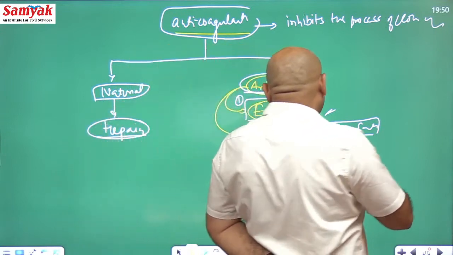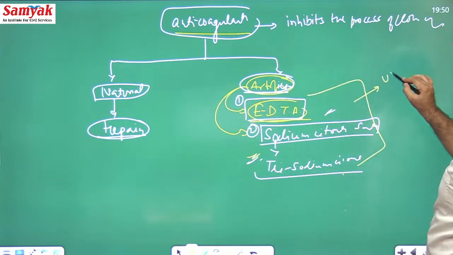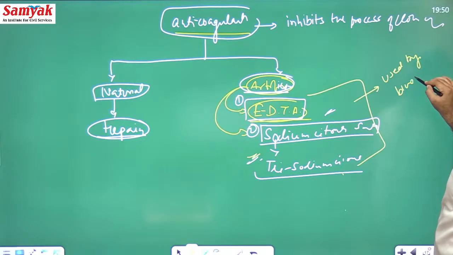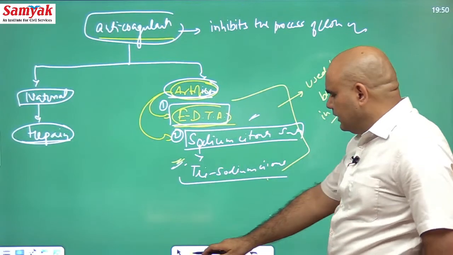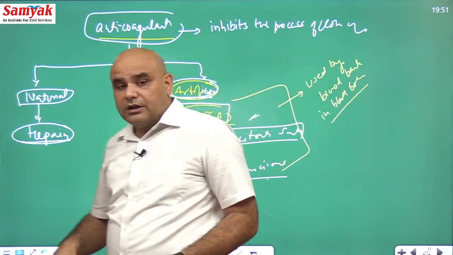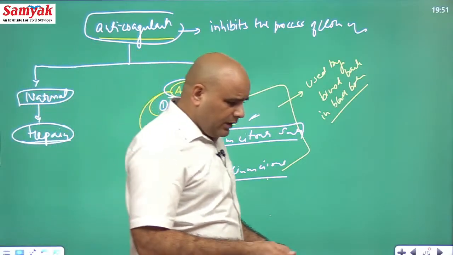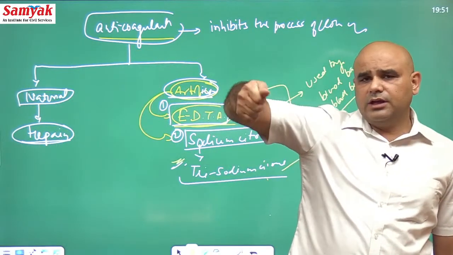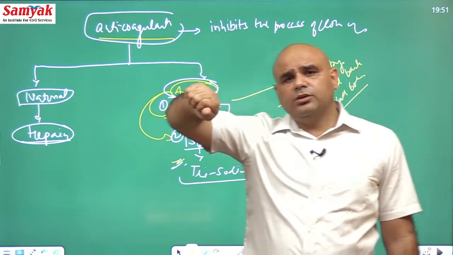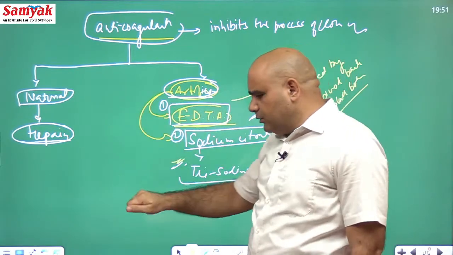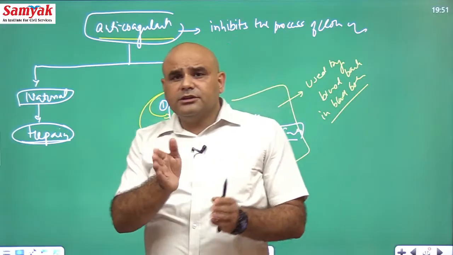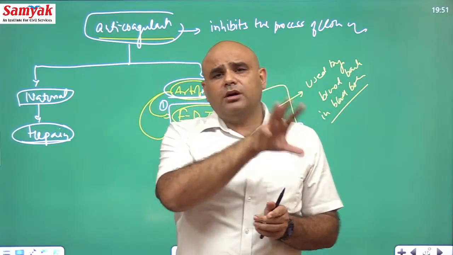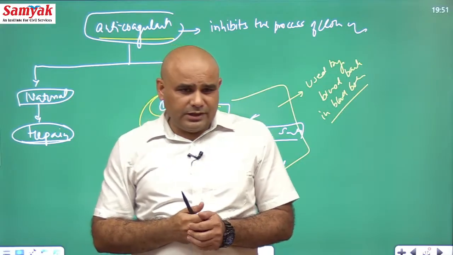Now EDTA and trisodium citrate are used by blood banks in the blood bottles. That's why whenever you go to donate blood, you can see the nurse come after some time and start to shake that bag, rotating it like this. Why is he doing it? Because he is trying to ensure that the EDTA or trisodium citrate gets mixed properly. Otherwise, the blood will clot in the blood bottle. If the blood clots within the blood bottle, it is of no use for the blood bank.